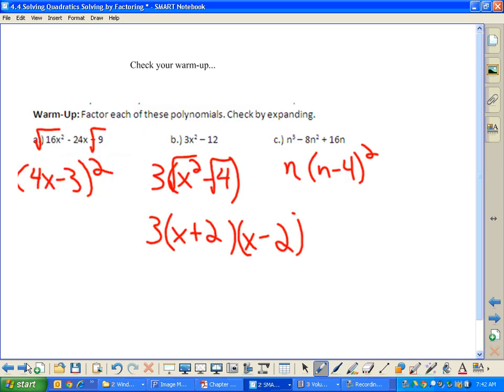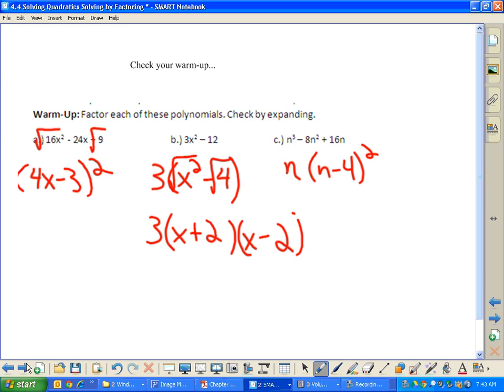And here's a way you could check your warm-up now that you've resumed watching your video. The answer to your first one there, that's a perfect square trinomial, and you can square root method that problem. The answer there would be 4x minus 3 times 4x minus 3, or as I said, the big kids write it as the quantity of 4x minus 3 squared.